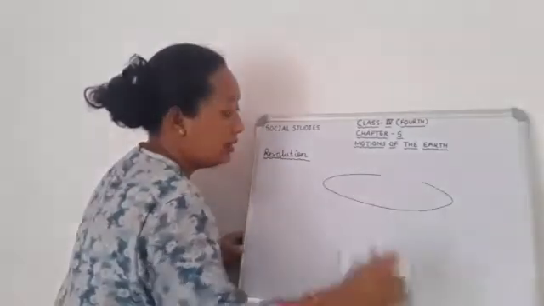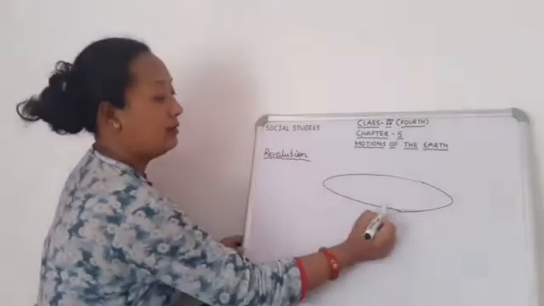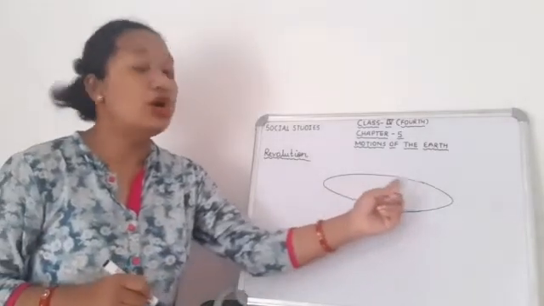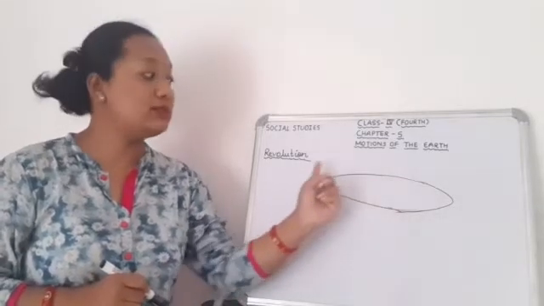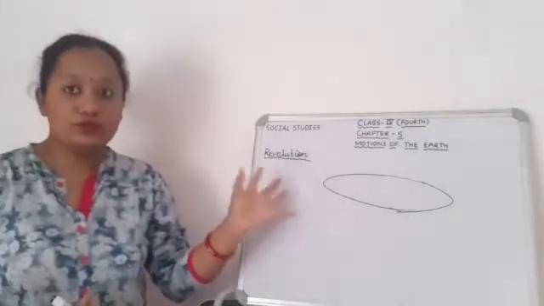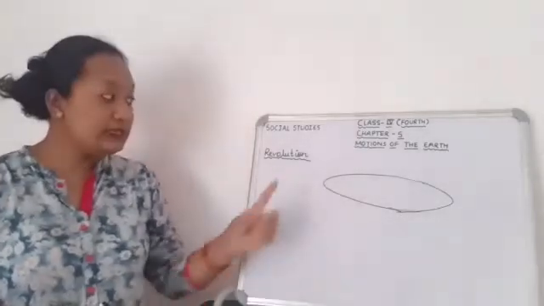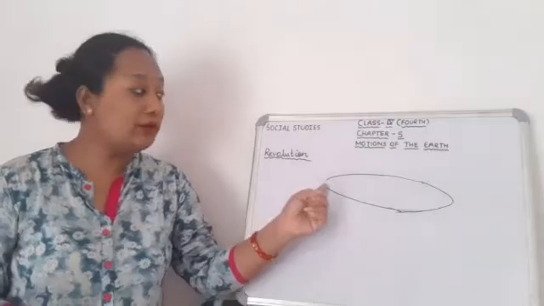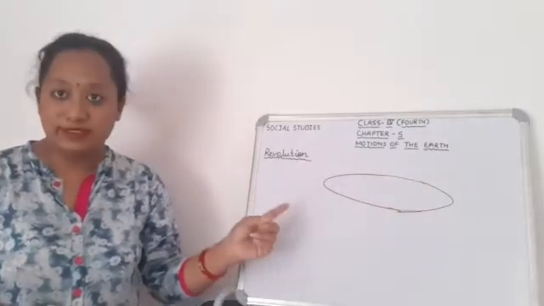This is the elliptical path. On this path, the sun is at the center, and the earth moves around the sun. Sorry, the earth moves, not rotates. This elliptical path, the path where the earth moves around the sun, is known as the orbit.